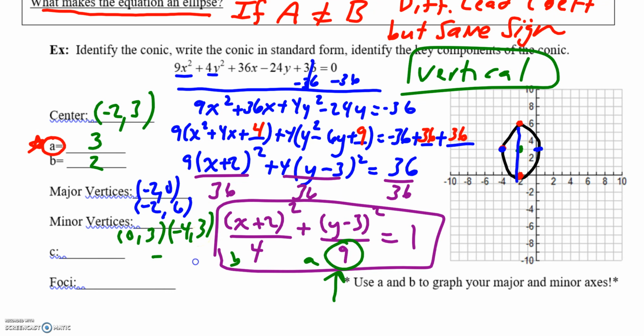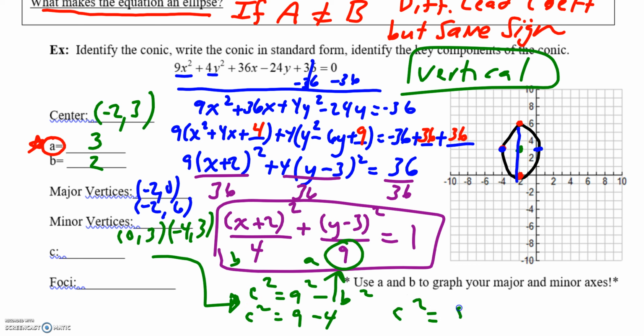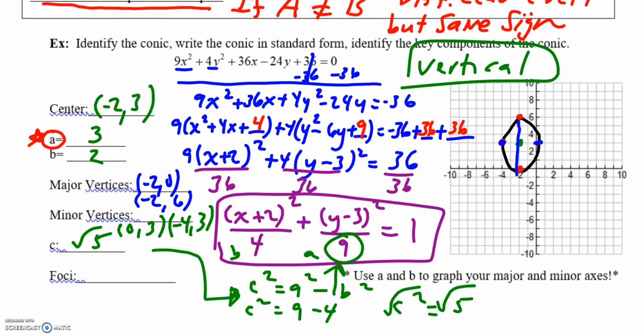My C, or my foci position, or the distance from the center to the foci, is determined by using the Pythagorean Theorem in a way. C squared is equal to A squared minus B squared. So C squared would equal, A squared is 9, B squared is 4. So C squared would equal 5. So that means that C equals the square root of 5.